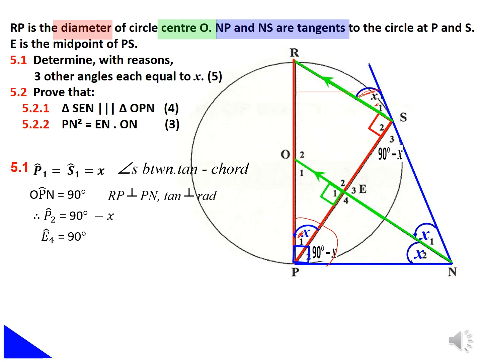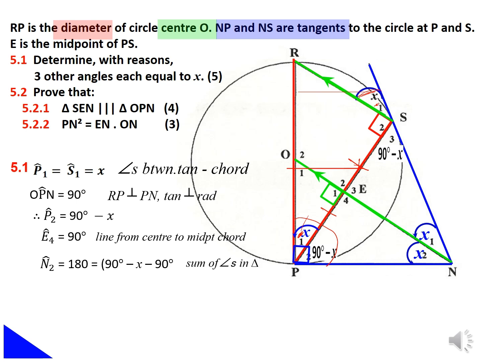Then we have angle E4. We are getting this from line from center drawn to midpoint of chord is perpendicular to the chord. So this line here from E to S and from P to E, they are equal to each other. Therefore, angle E4 is equal to 90. If E4 is 90, look at triangle PEN. We can find N2 using interior angles in a triangle. They add up to 180 degrees. So that will give us the value of N2.